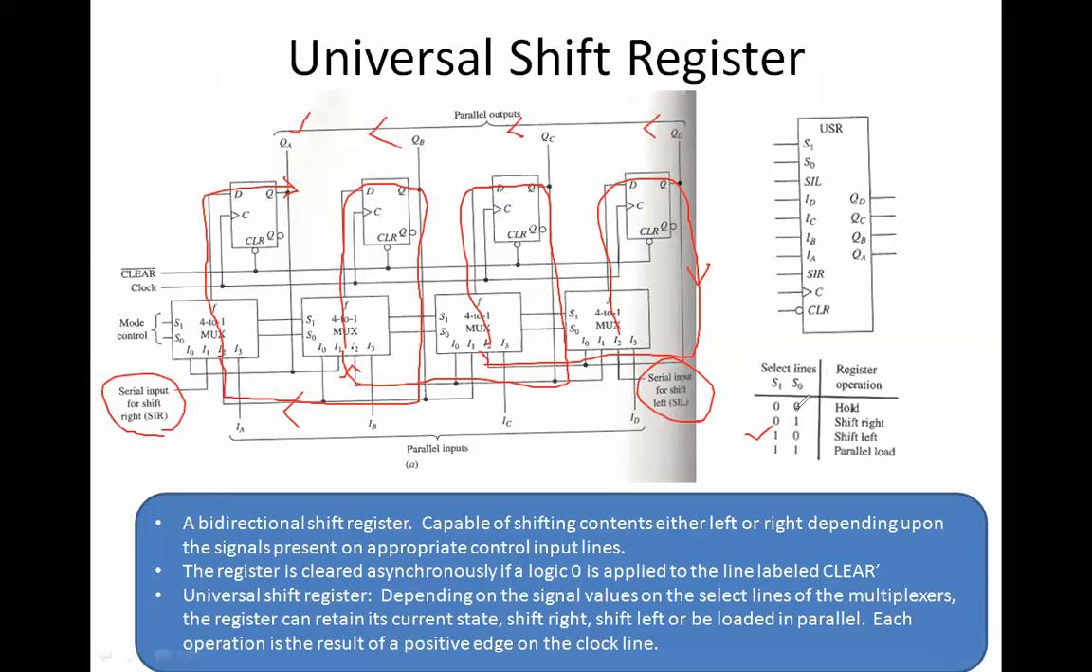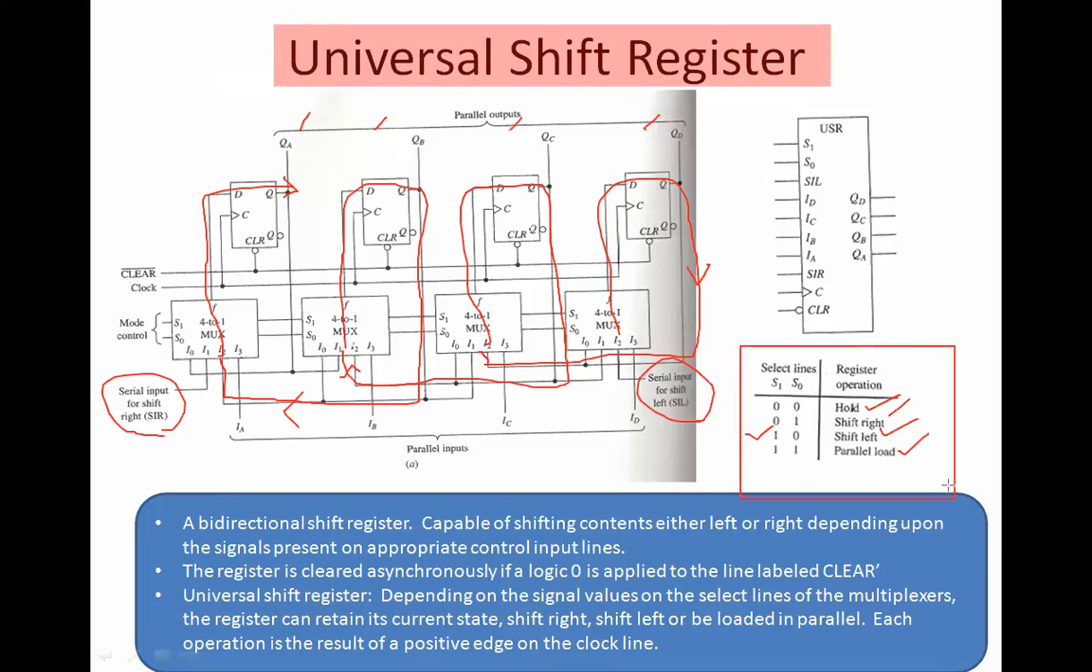So in this fashion, we are able to perform hold, shift right, shift left, and parallel load operation. And hence, we have the name universal shift register. Universal shift register. So this is able to perform all the functionalities, right? All the functionalities which is actually mentioned here as per the truth table, right? So one more thing that you can see here is it is in the form of IC. You can get it as a standard package.